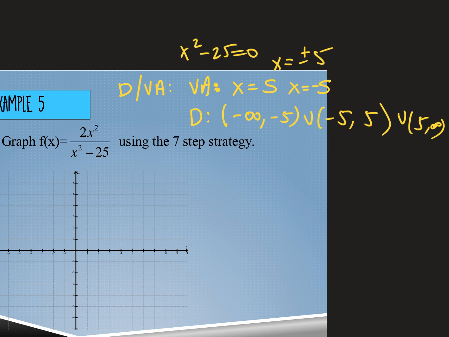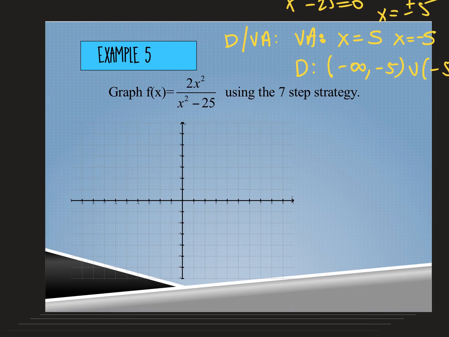So guys, if you're going to draw these vertical asymptotes, you have two. 1, 2, 3, 4, 5. One here. 1, 2, 3, 4, 5. And one here. So this graph is going to look a tad bit different, but we're going to do the exact same thing that we did before. We found our vertical asymptotes. We found our domain. Let's find our horizontal asymptotes.